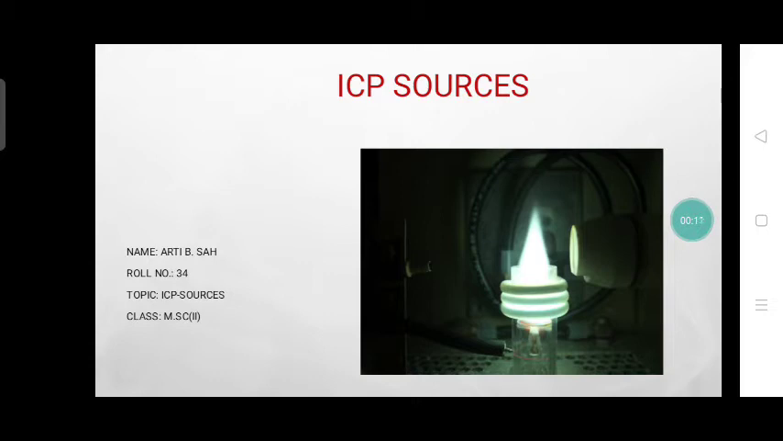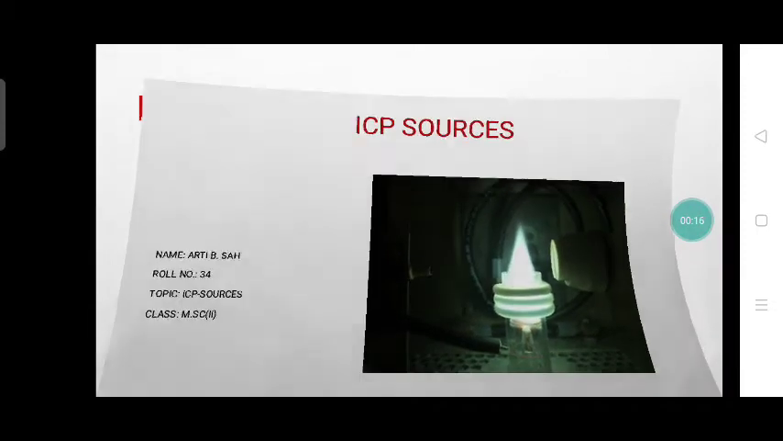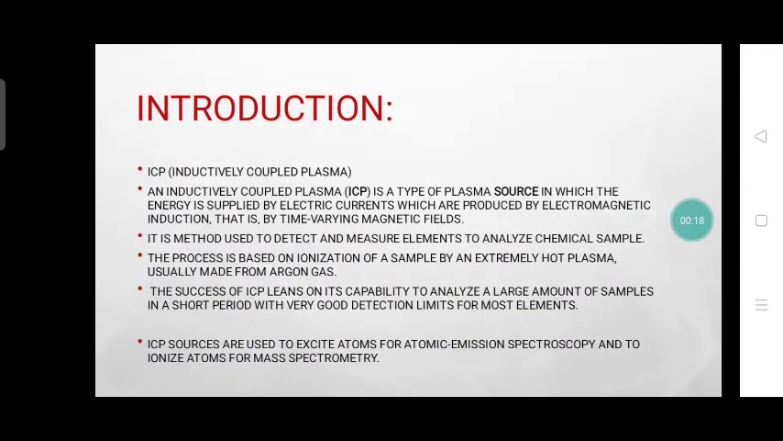Here I am going to explain about ICP sources. So what is ICP sources? First, ICP stands for inductively coupled plasma. It is a type of plasma source in which the energy is supplied by electric currents produced by electromagnetic induction, that is by a time varying magnetic field. It is a method used to detect and measure elements to analyze chemical samples.